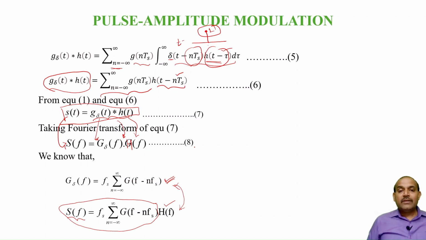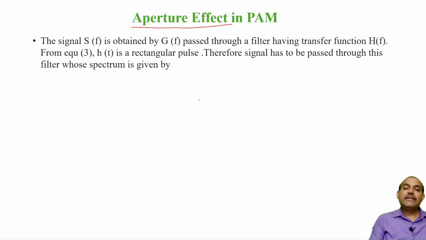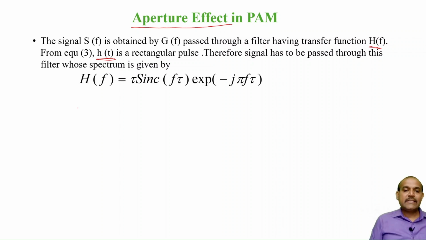Now there is one major drawback of pulse amplitude modulation, that is the distortion of pulse amplitude modulation, which I call the aperture effect. As we know, we have used h of t, which is a rectangular pulse, rather than using impulses. If I know the frequency domain representation of h of t, that is h of f, this is how it looks. So h of f is tau into a sinc function.